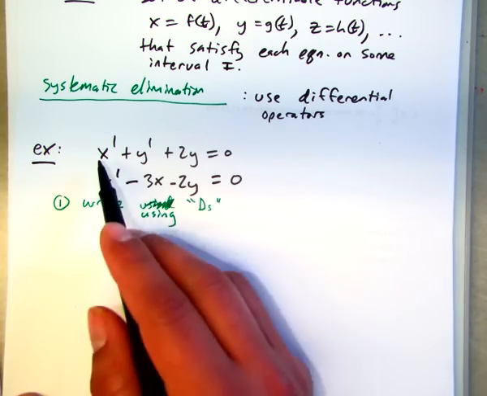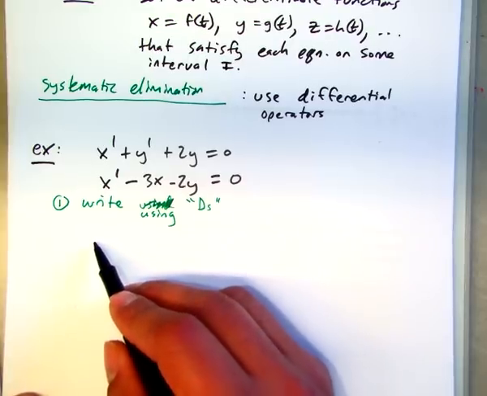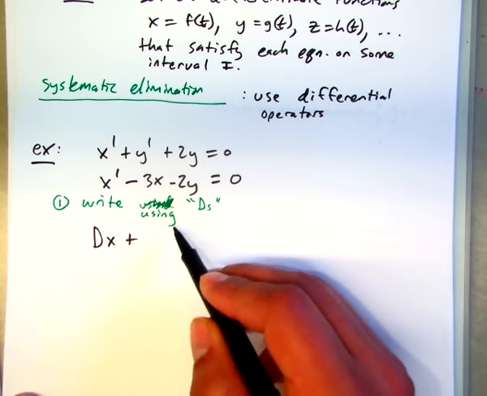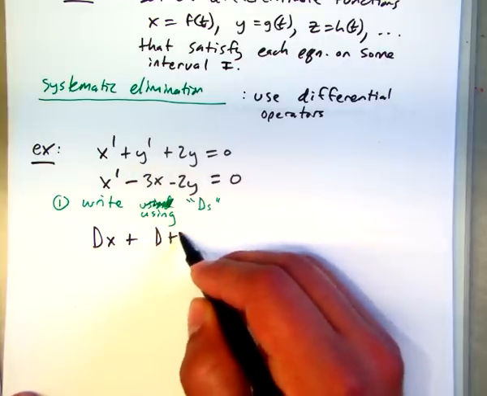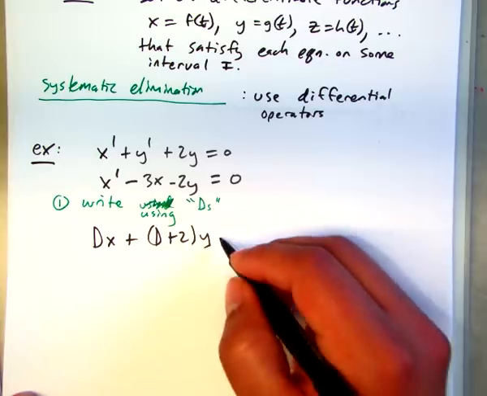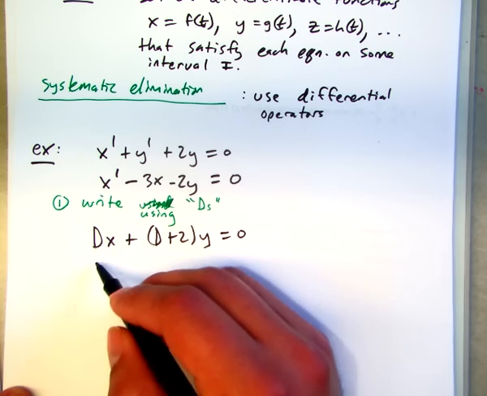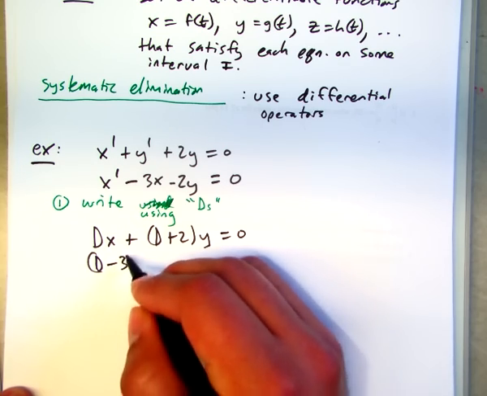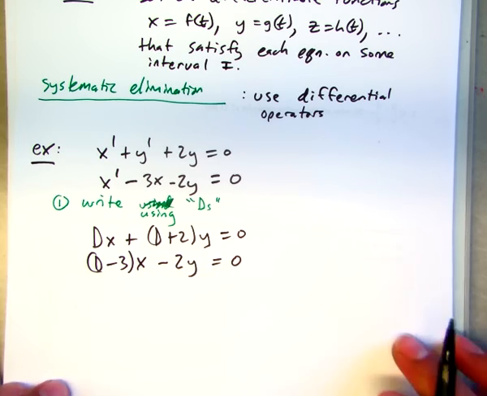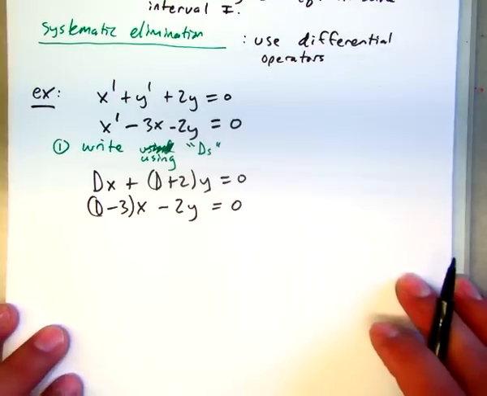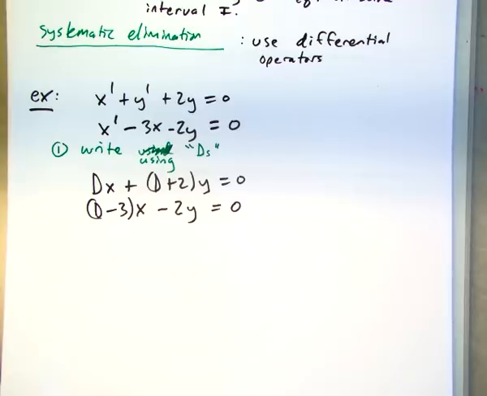Okay, so x prime would become what? Dx plus, and now this would be Dy plus 2y, so we'll just factor out a y and write it as (D plus 2) times y. That's going to equal 0. Doing something similar with the second equation, this will be (D minus 3) times x minus 2y equals 0. So using this convenient notation makes it a little easier to see what to eliminate and how to approach solving for x or for y.